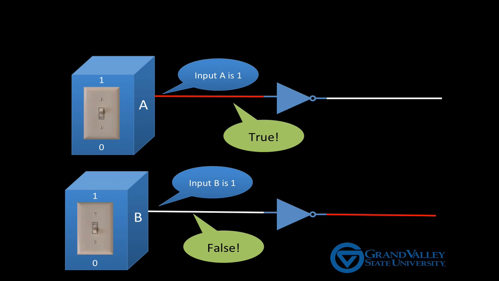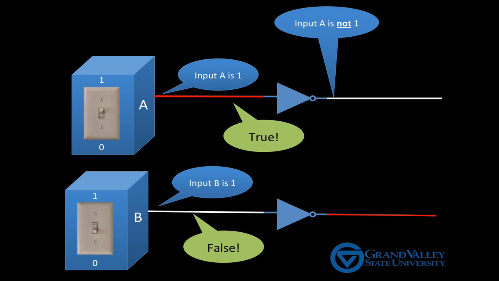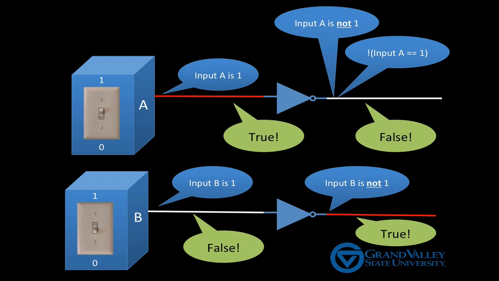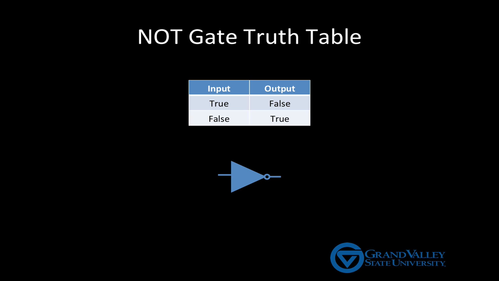In this case, the output of the top NOT gate makes the claim that input A is not 1, which would sound like "not input A equals 1" if you were to write it in Java or C. This claim is false since input A is in fact set to 1. Likewise, the output of the bottom NOT gate makes the claim that input B is not 1, which, in this case, is true because input B is set to 0. Although its name is fairly descriptive, the behavior of a NOT gate is formally specified with a truth table that lists what the output should be for each possible input. A NOT gate always has exactly 1 input and 1 output.